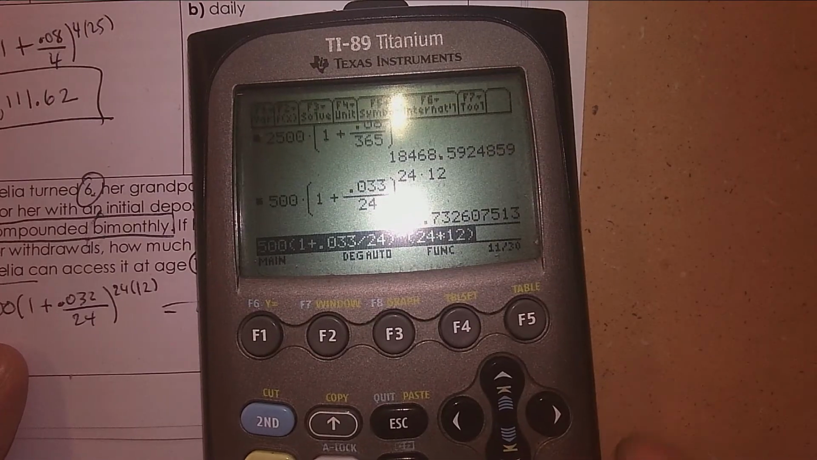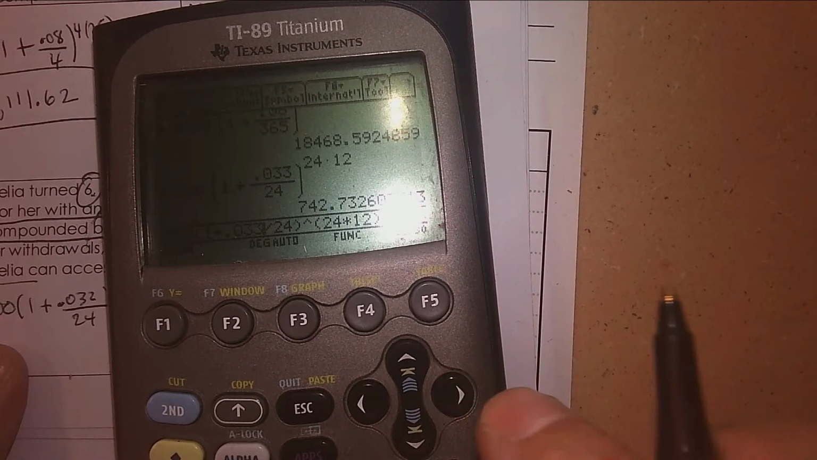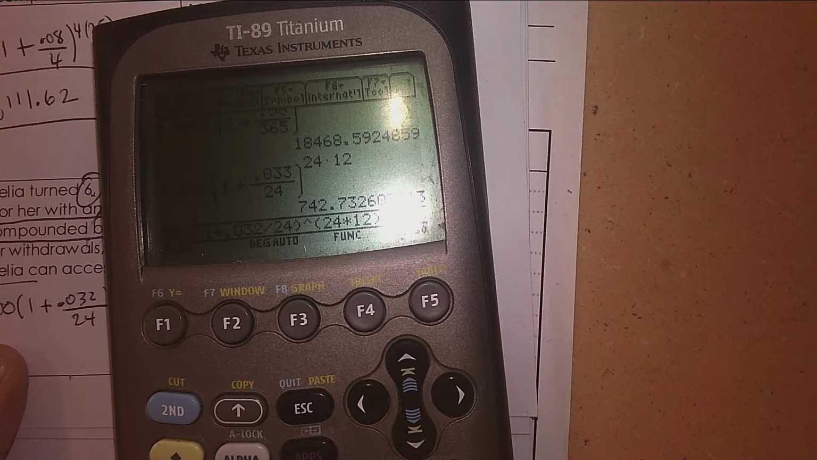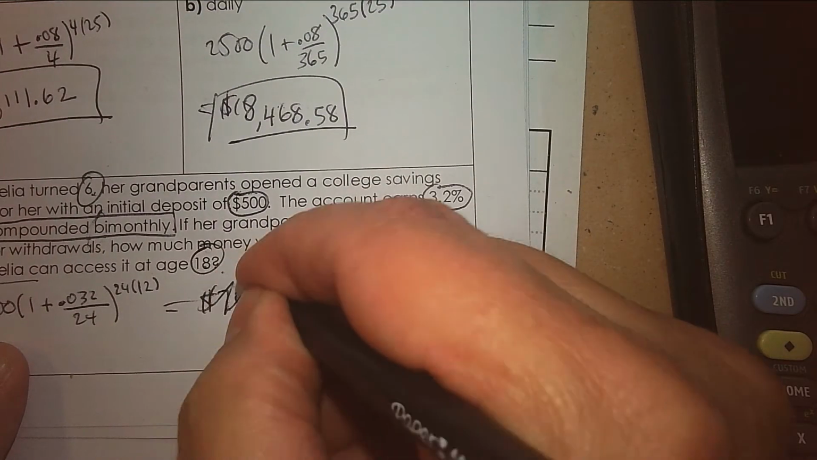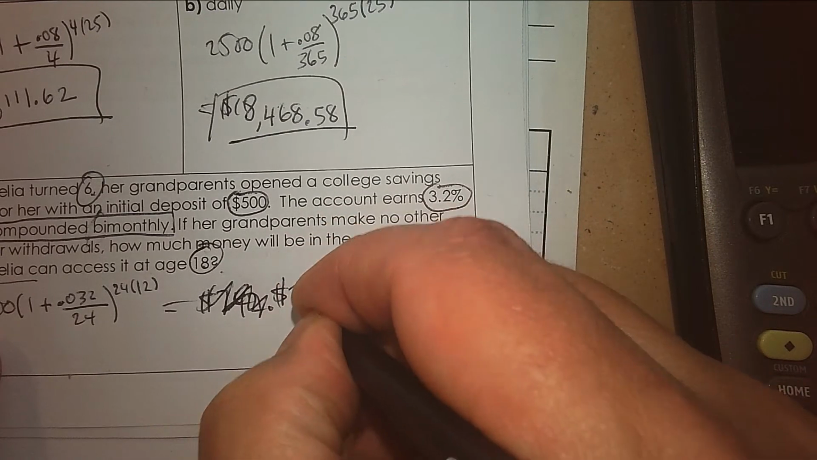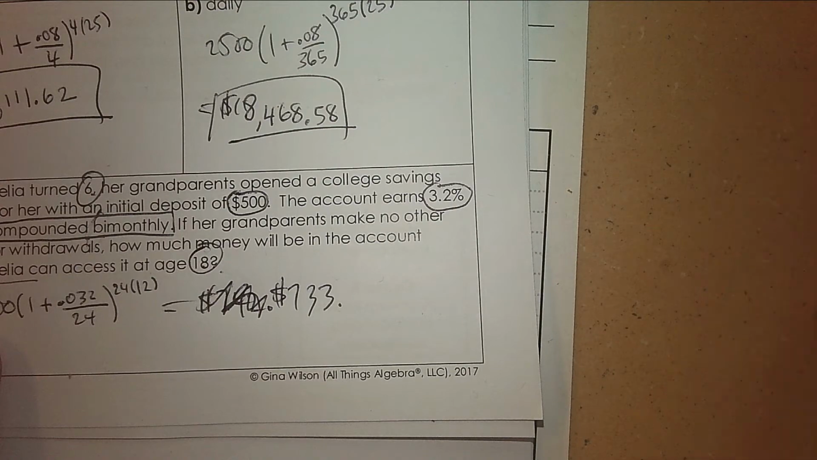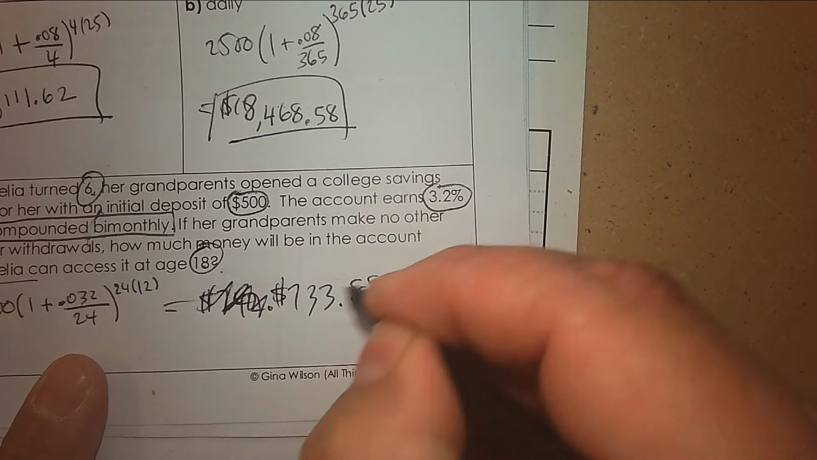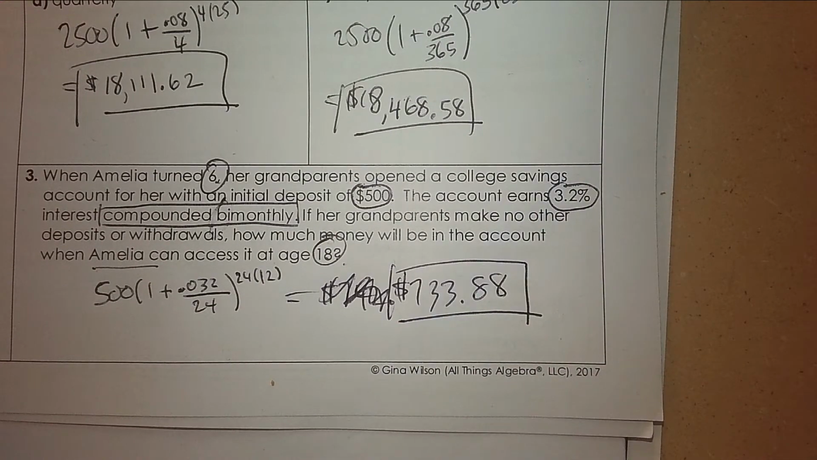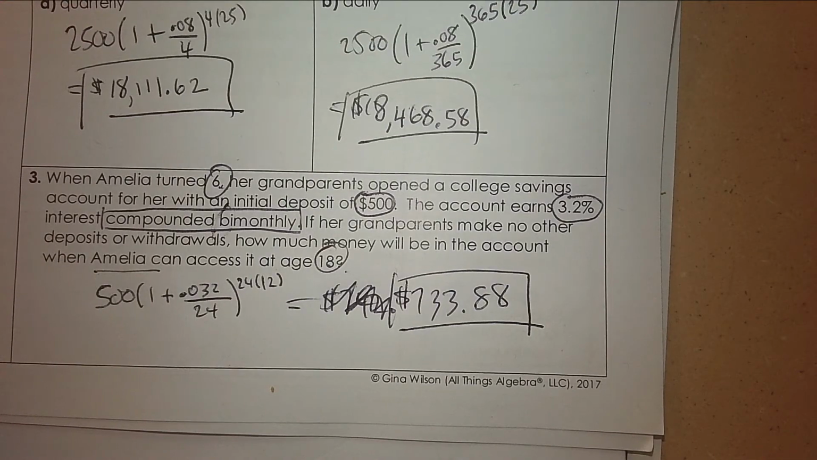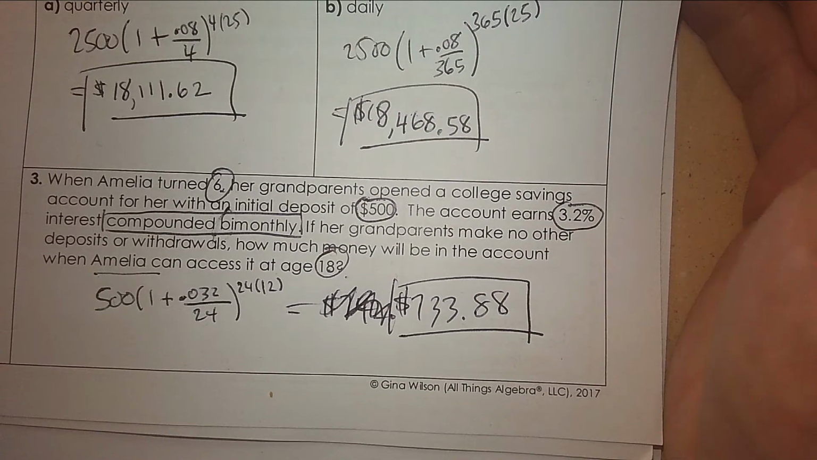Oh, you know what I did wrong? I'm not a good banker. Yeah, it should be 0.032. Decimal place. $733.88. So as I said, that's about one annual pass to Disneyland. Save up. Here we go. Turn the page.